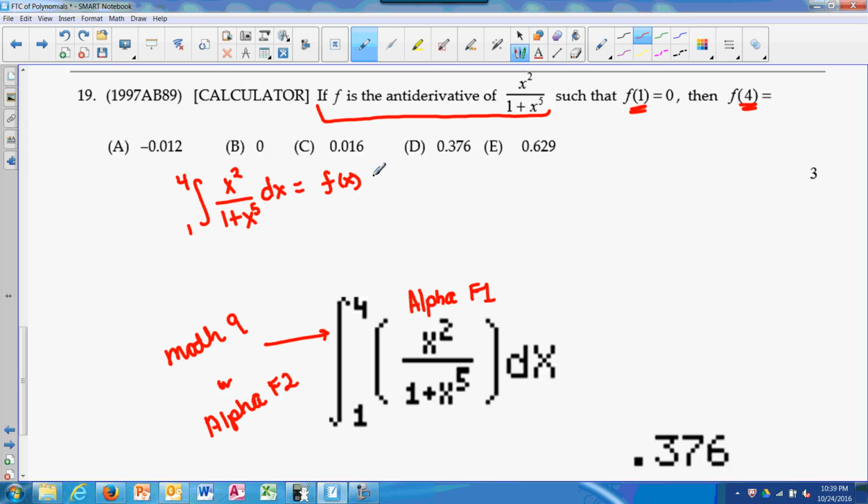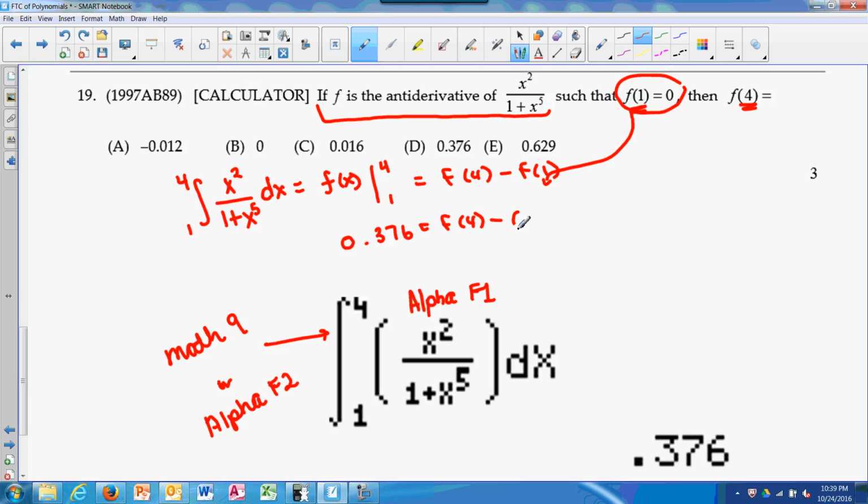So that tells me I get f of x from 1 to 4, which is f of 4 minus f of 1 using the fundamental theorem. So this integral, 0.376, is equal to f of 4 minus f of 1. So if I substitute in the 0, then I know that f of 4 is equal to 0.376.